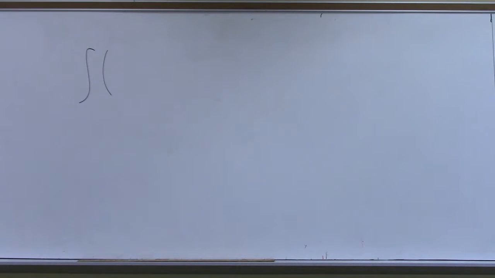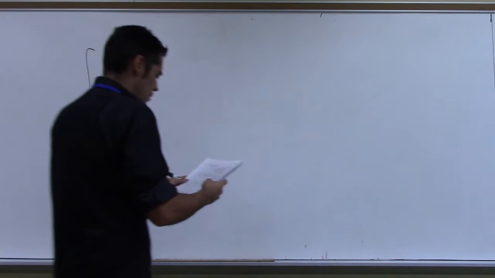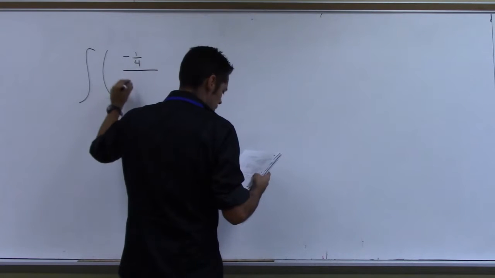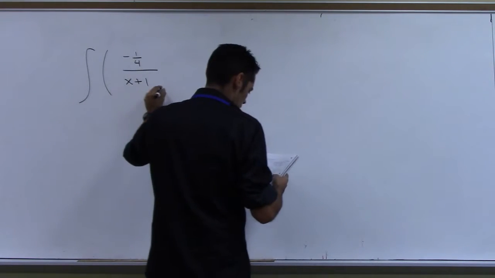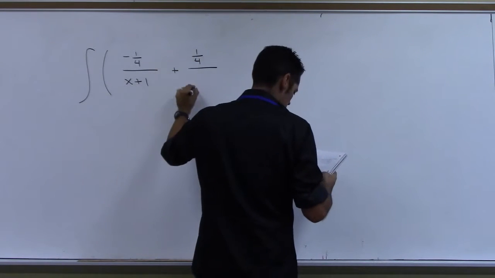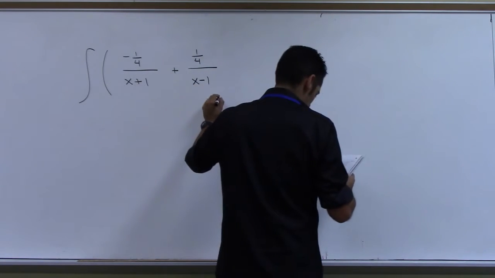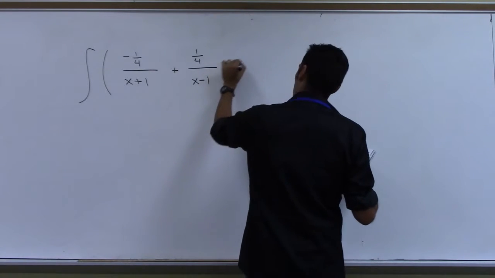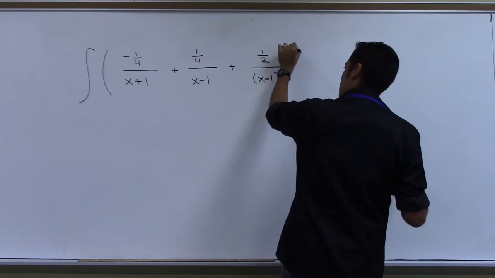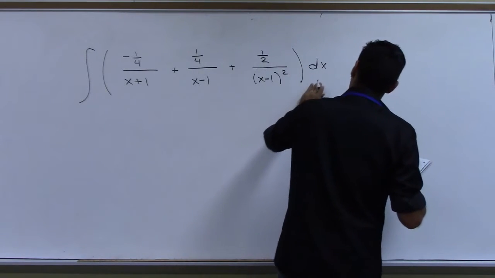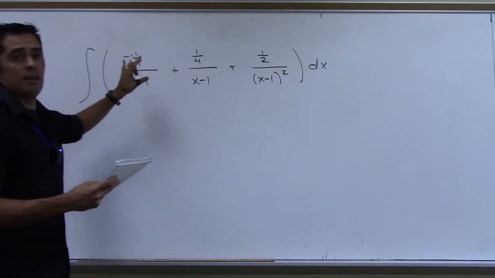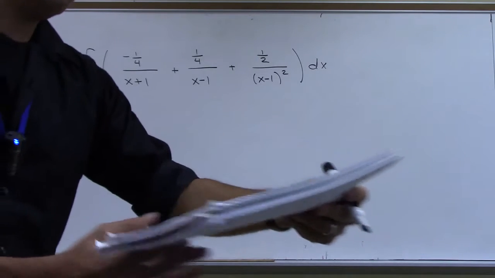Okay, so we had A, which was negative 1/4 over x plus 1, then plus B, which we got to be 1/4 over x minus 1. And then C, which we got to be 1/2 over x minus 1 squared dx. Does everyone agree with that? Yeah. And this was just one part of it, right?